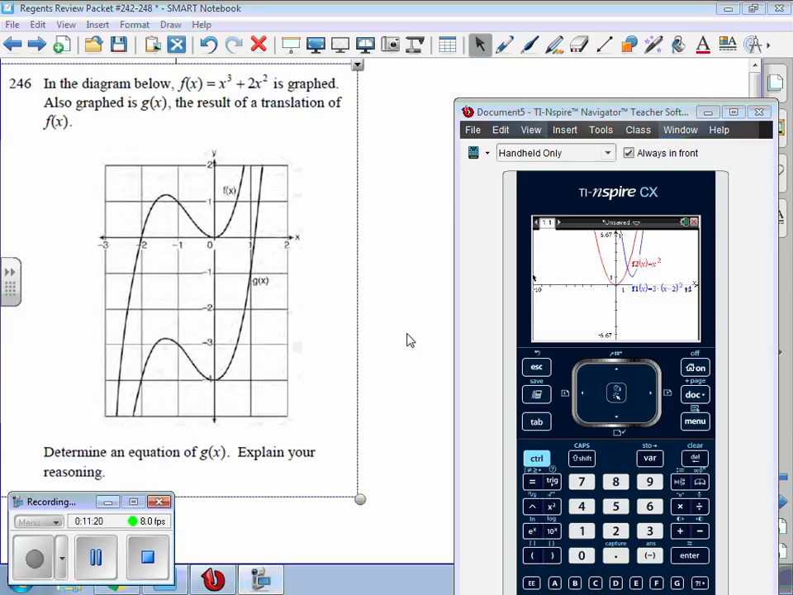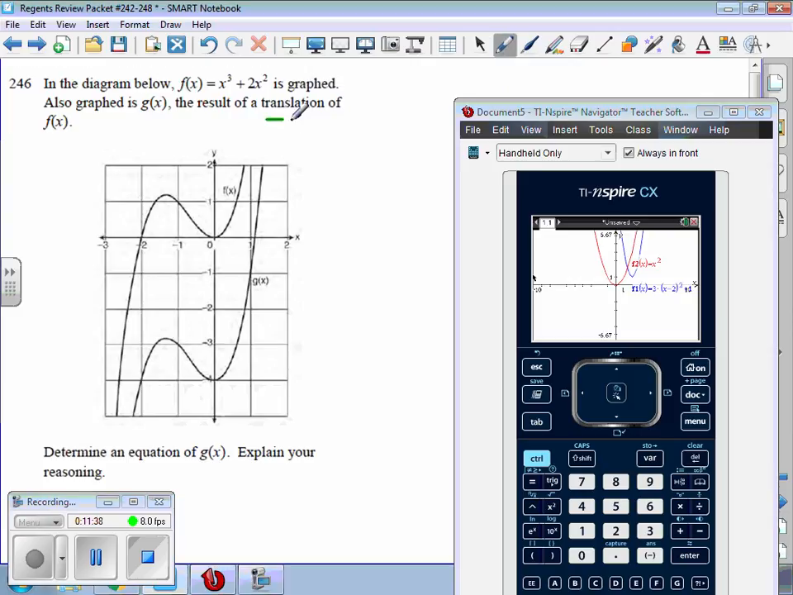246. In the diagram below, f of x is x cubed plus 2x squared is graphed. So that is the top line. Also graphed is g of x, the result of a translation of f of x. Translation means that they kind of slid the graph. They moved it. They just took the same graph and they pushed it over or up and down. Determine an equation for g of x.